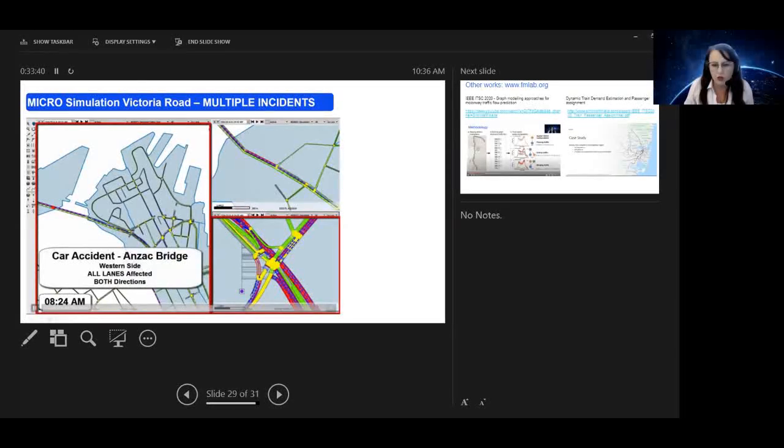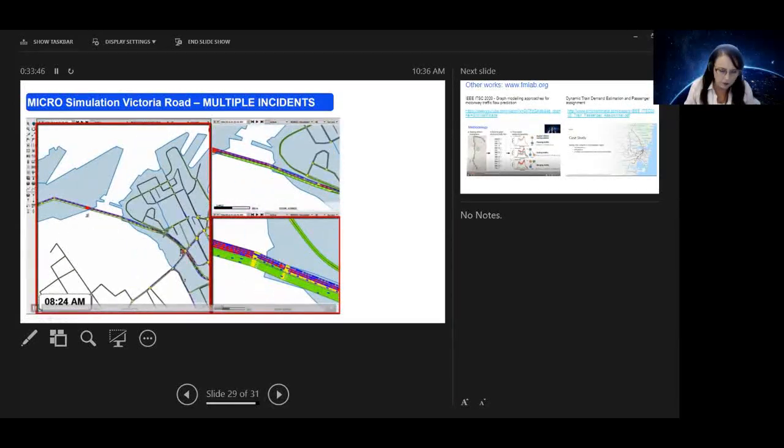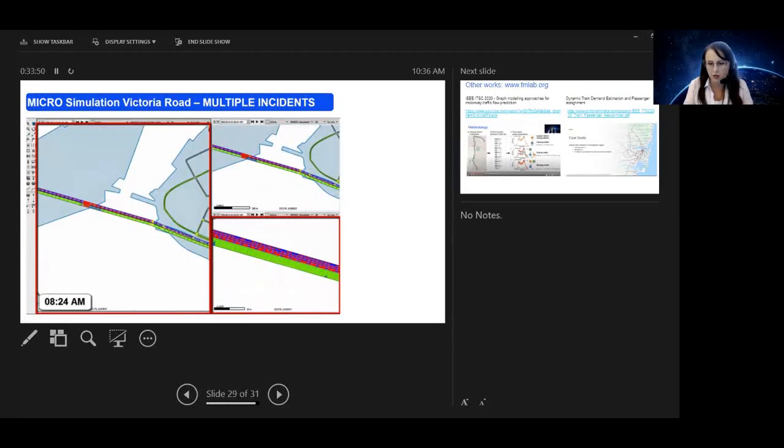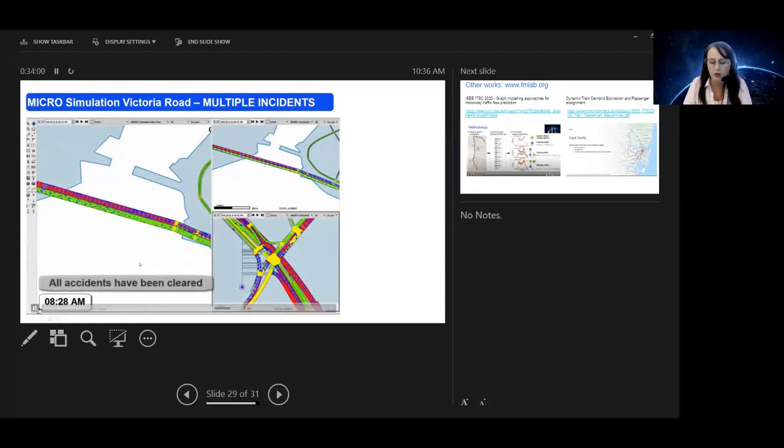And I think there was another one. Yeah, this one didn't even clear off. So there was another one here on the Anzac Bridge again. This is what traffic management centers are dealing with: multiple incidents happening at the same time. They have different weights, different impacts. So the traffic simulation model is best to give you this impact.